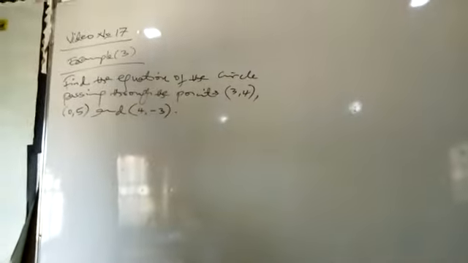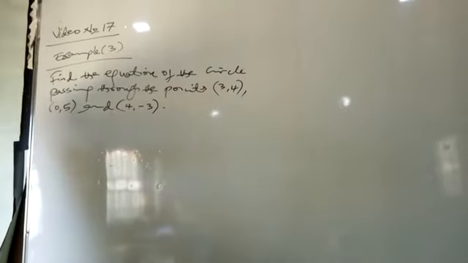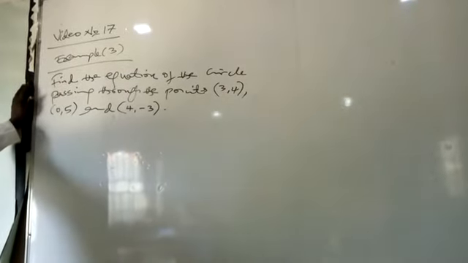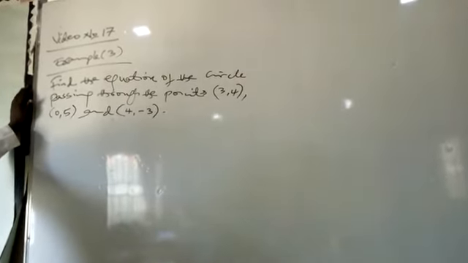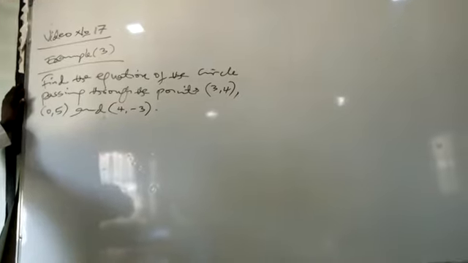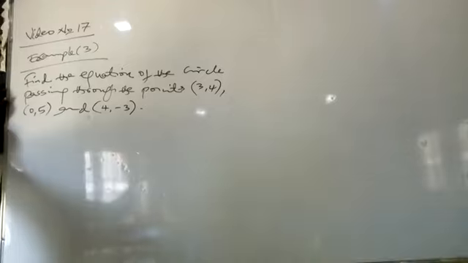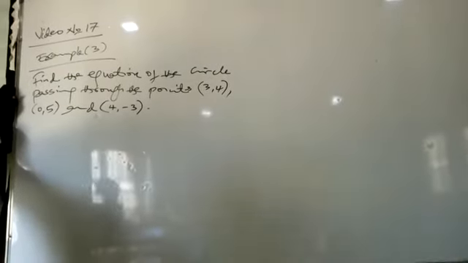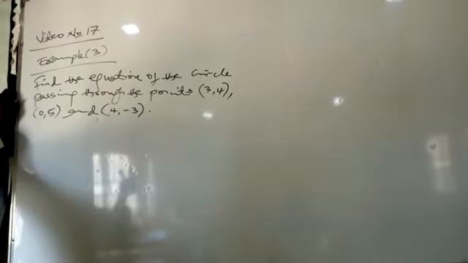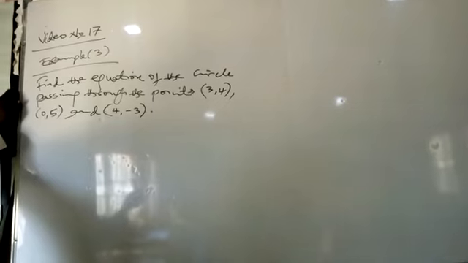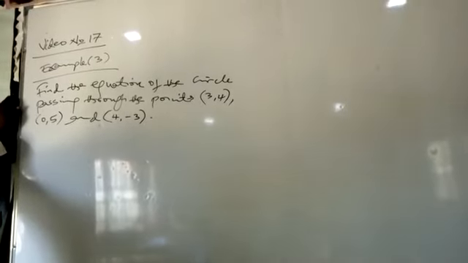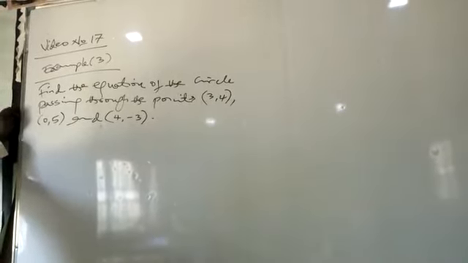We now go to video number 17, example 3. Now I'm going to take an example on this subtopic. That is a situation where a circle is passing through 3 points. You are given the coordinates of 3 points on the circumference of the circle. We can find the equation of that circle.